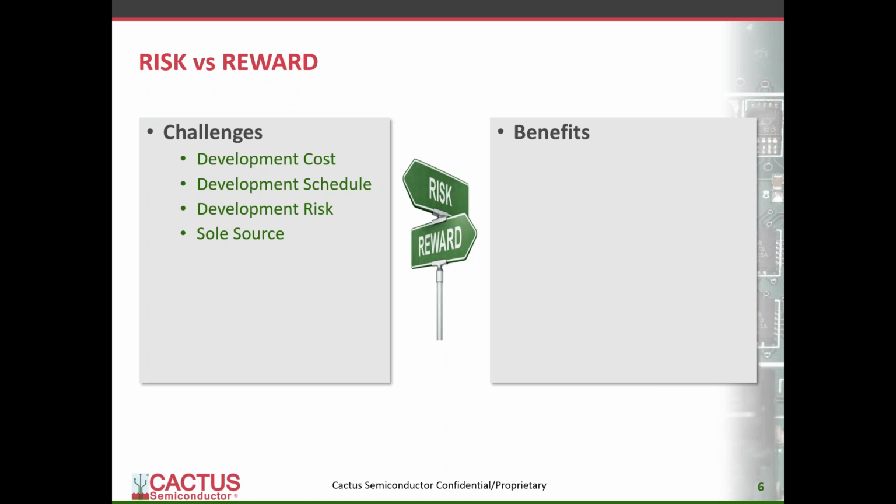Off-the-shelf components, you can buy them right now. Development risk, that's another challenge. Off-the-shelf components exist today. You know exactly how they work, whereas with an ASIC, you're developing it for the first time. Your first silicon, there's always a chance that there's going to be a need for a second revision. And then the sole source aspect of it. Many off-the-shelf components have multiple sources. Typically for an ASIC, you're going to be engaging with one company to develop that ASIC for you.